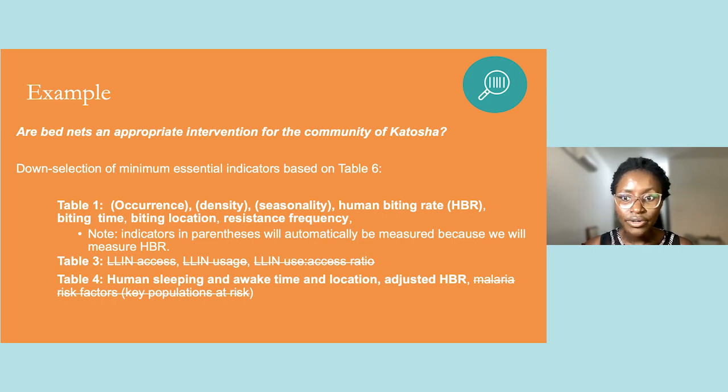Based on the table, we can remove some indicators from our list: long-lasting insecticide net access, long-lasting insecticide net use, long-lasting insecticide use to access ratio, as well as malaria risk factors and key populations at risk. Also note that by collecting the human biting rate, or HBR, we will automatically collect vector occurrence, vector density, and vector seasonality data. So we will also have these indicators.